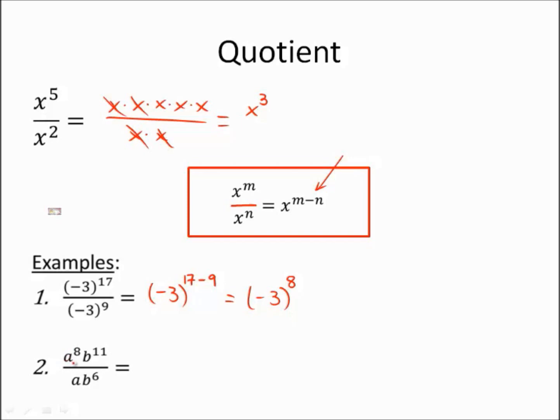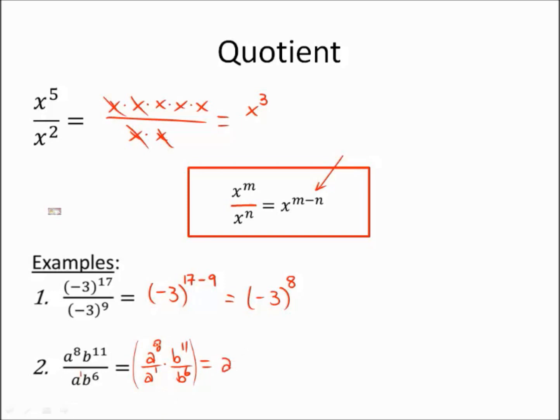In the next example, we have two different types of bases here. We've got an a and a b, and remember also that when you have no exponent, there is an exponent of 1, because when you take something to the power of 1, it stays the same. So here, we could separate this to a to the 8 over a to the 1 times b to the 11 over b to the 6. This is a preliminary step to kind of show you. You can sort of skip this step if you feel comfortable enough.